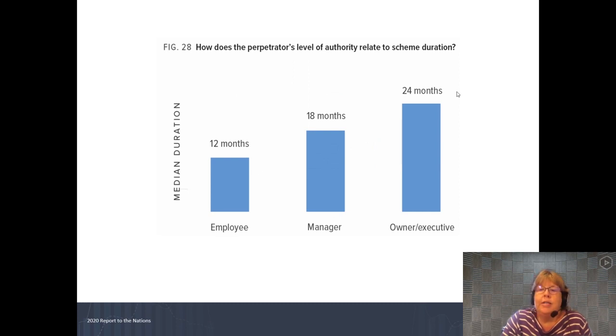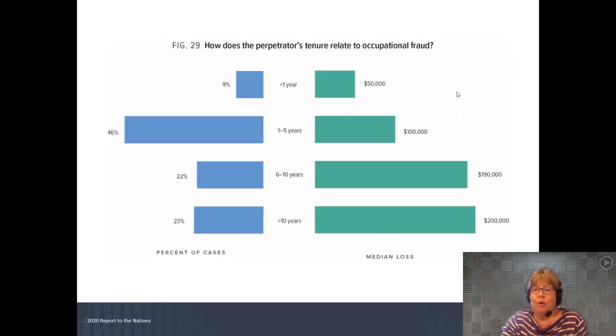So an employee, a non-manager employee, typically has a fraud scheme that is 12 months, a manager at 18, and an owner executive at 24 months, so twice as long, which also contributes to the larger dollar amount.